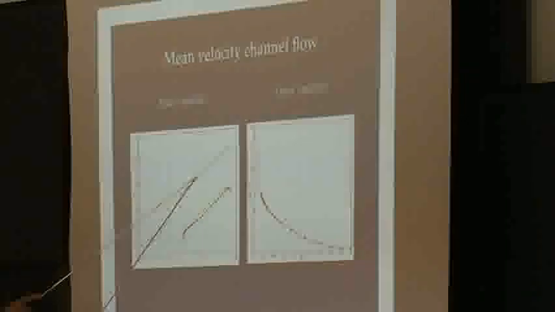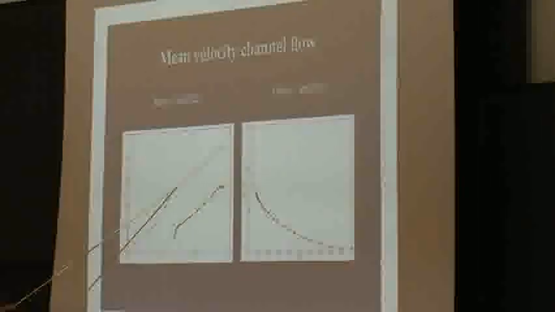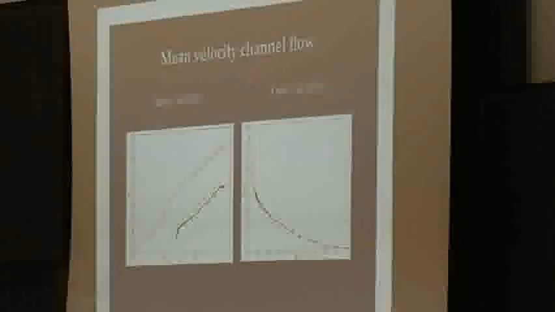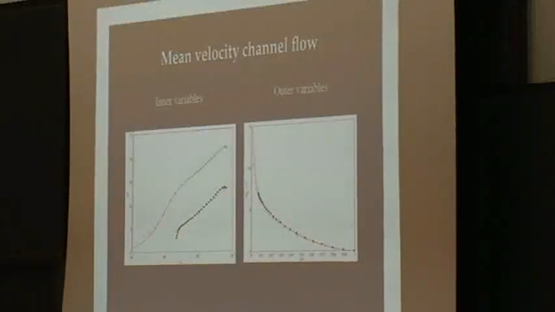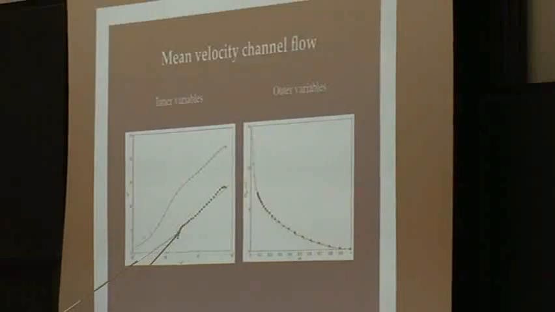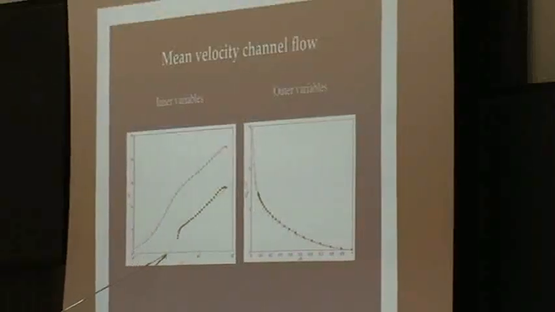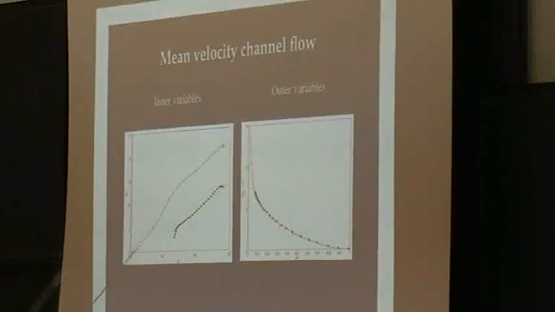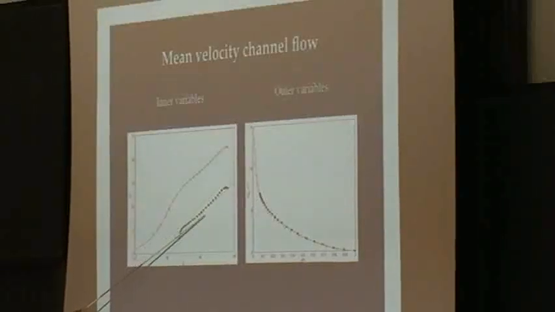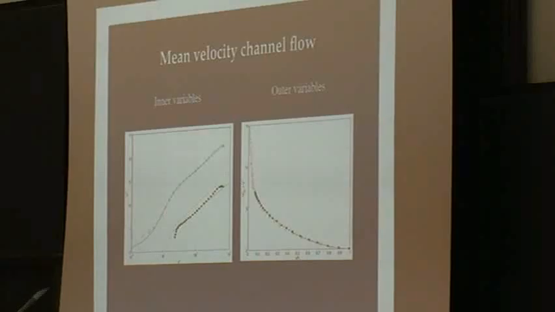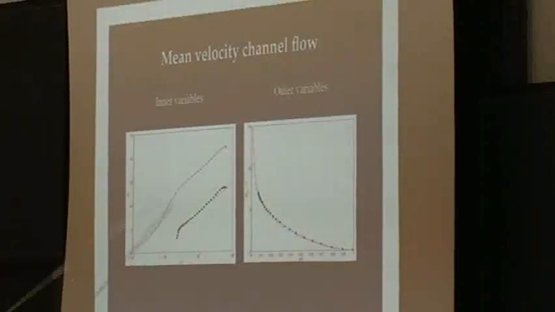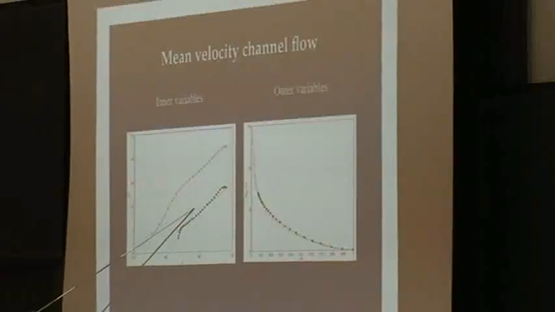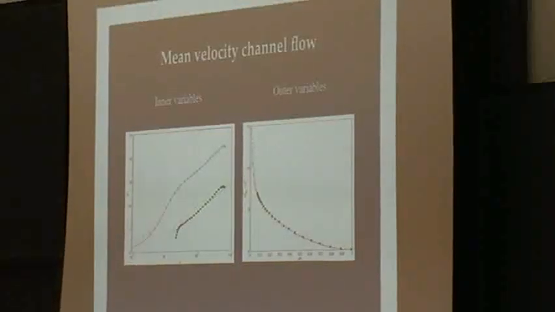Here's our smooth wall simulation, DNS, and then the open symbols are from our smooth wall channel measurements. And then in the rough case, here's our rough wall measurements, and this is the rough wall simulation. The reason why they don't collapse is because we couldn't run the wind tunnel at such a low velocity that we could match the Reynolds number. So this Reynolds number is about 50% higher than for the DNS.